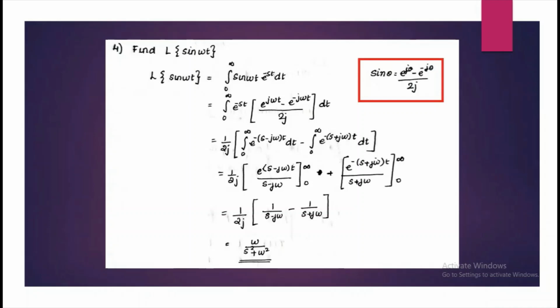Next, we have a very similar problem, that is, to find the Laplace transform of sin omega t. Instead of sin omega t, we write it as e raised to j omega t minus e raised to minus j omega t by 2j. Again, like the previous problem, we can open the bracket. Here that extra term 1 by 2j is a constant, so it can be taken outside the integral. Then integrate, apply the limits, and we will get omega by s squared plus omega squared.